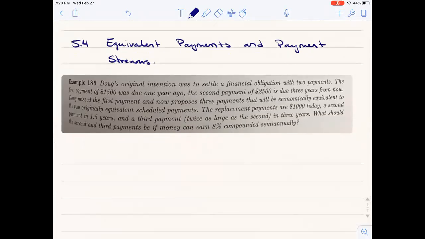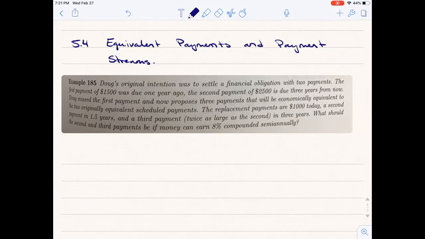So usually how these questions go, and this is why I steal the problems, is someone borrowed some money. They need to make arrangements because they can't pay it back, or they want to change their repayment plan to something else, right? And so we have to figure out what the equivalent payments are.